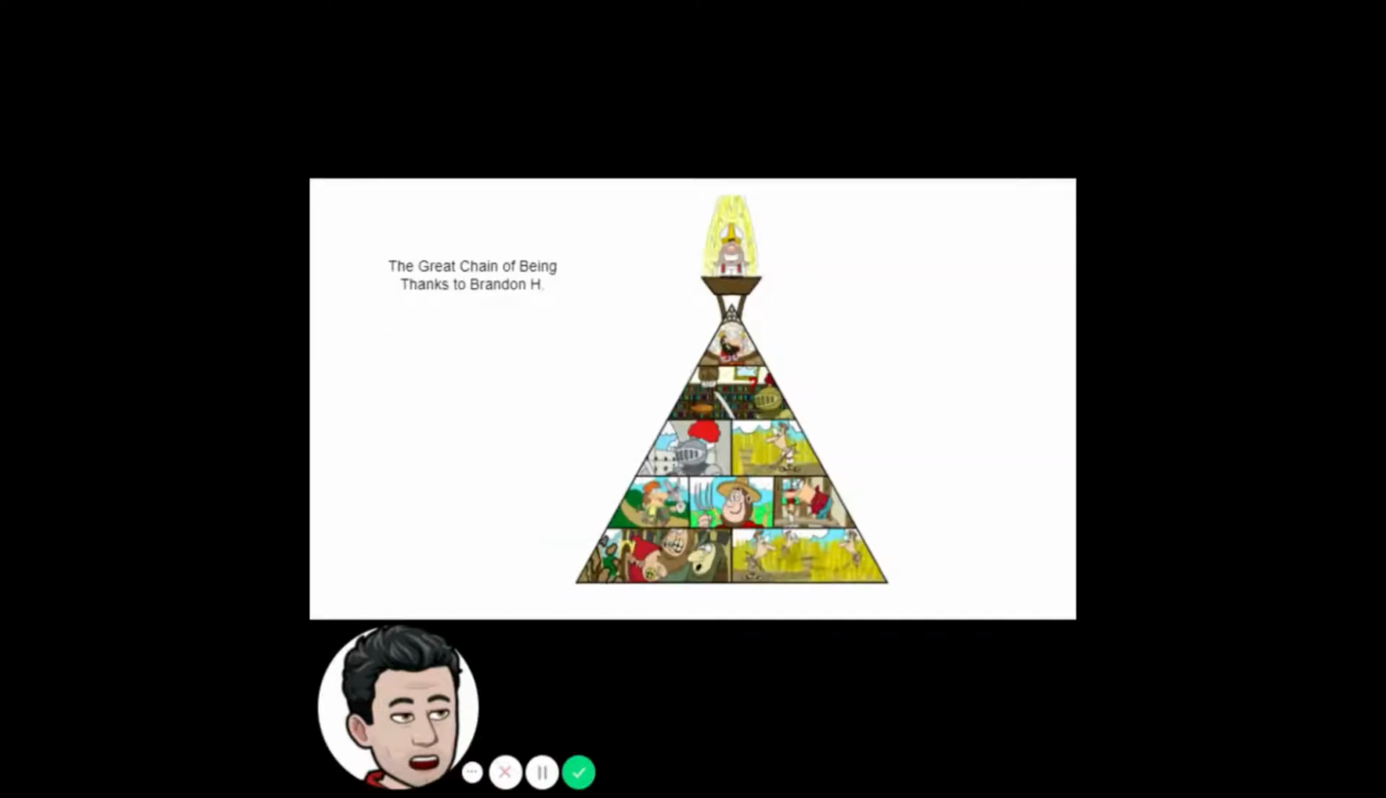Now, I wanted to put this in because he did such a good job on it. This is Brandon's version of the Great Chain of Being. I kind of wanted him to explain it to the class, but this is something that we've talked about in the past. This is the old feudal order.